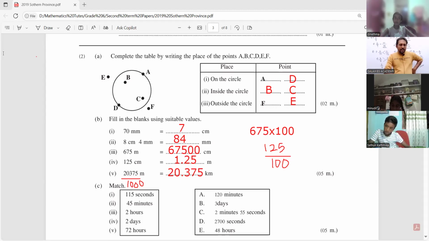The next question should be a correction here: 1.